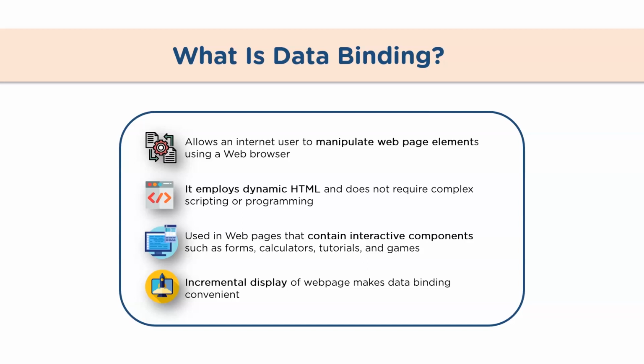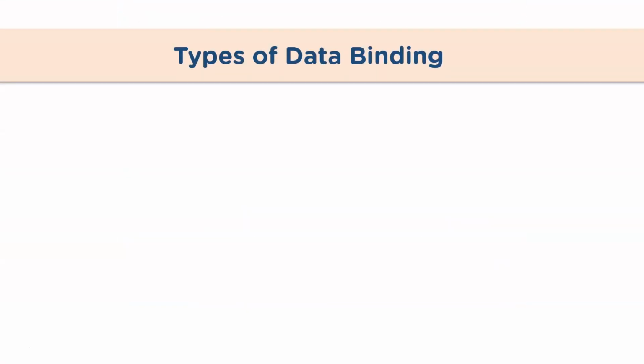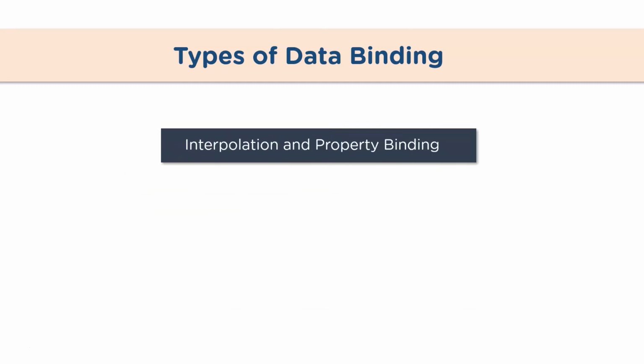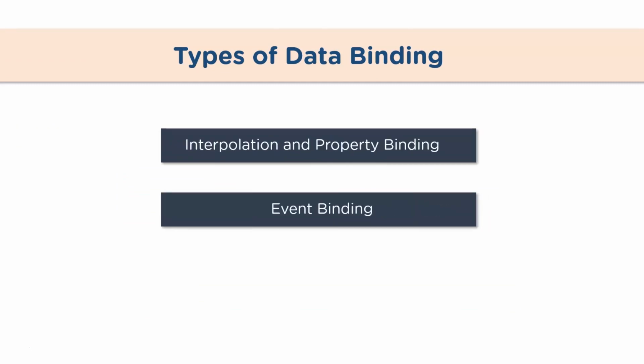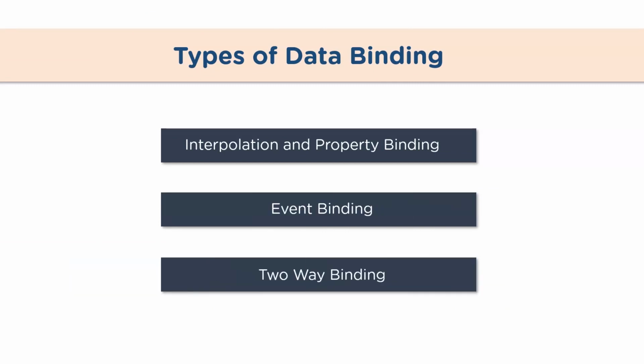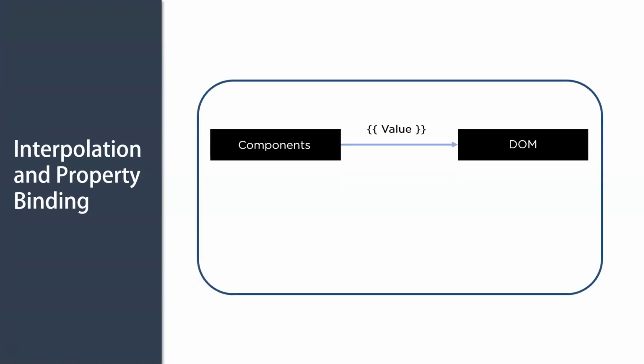Now, in simple terms, what I'm saying is that data binding ensures that any change made in the UI of the application is also reflected in the component and vice versa. By doing so, data binding ensures consistency throughout the application. So now let's have a look at the different types of data binding. First up, we're going to be learning about interpolation and property binding, next event binding, and then the two-way data binding. So what exactly is interpolation and property data binding?